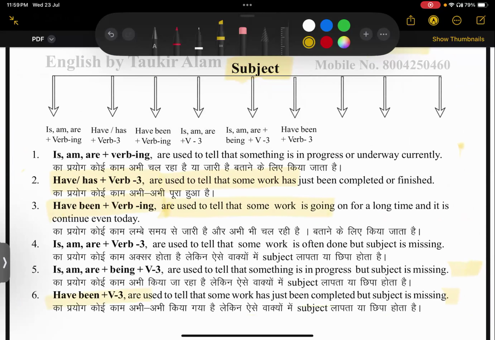And have been plus third form means something has been done, but I don't know who is the subject. For example, the room has been cleaned. Who has done it? I have no idea. So when you want to say that you have no idea about something, that who has done it, who is the subject, then you will say have been plus third form.